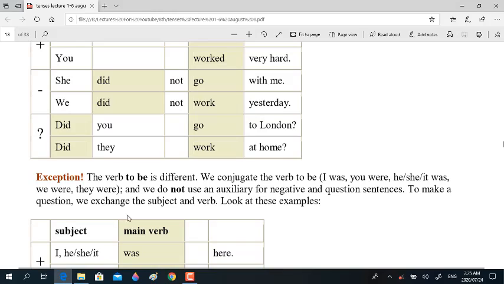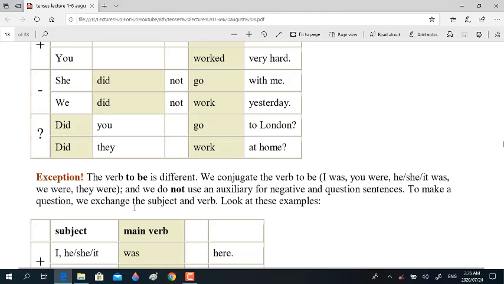Exception. The verb to be is different. We conjugate the verb to be. I was, you were, he, she, it was. Here the verb to be is different, because the to be verb changes according to the subject, and we do not use an auxiliary for negatives and questions. When we use the be form of the verb, the past forms of be, that is was and were, are considered to vary according to the subject, right?